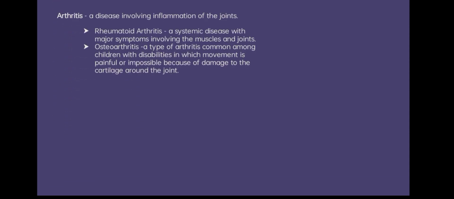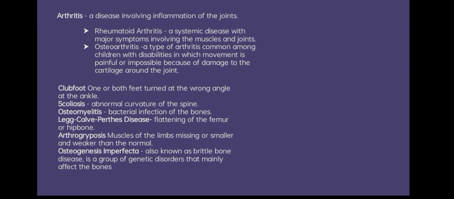Arthritis, a disease involving inflammation of the joints. Arthritis is common among the elderly, right? Like weak knees. There are 2 types. Rheumatoid arthritis, a systemic disease with major symptoms involving the muscles and joints. Then, second is osteoarthritis, a type of arthritis common among children with disabilities in which movement is painful or impossible because of damage to the cartilage around the joint.